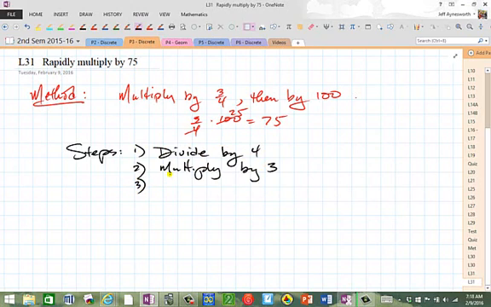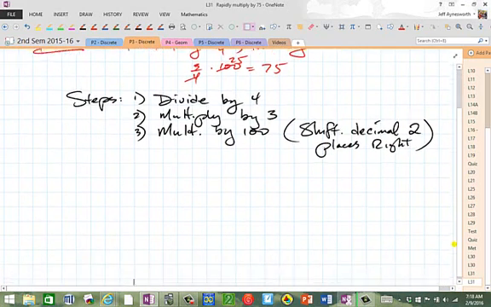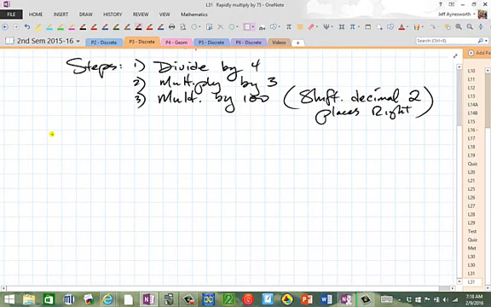The third step is to multiply by 100. That's easy. You just shift the decimal two places to the right. You guys already know that. So there are the three steps. Fairly simple and straightforward. Let's give it a shot, and we'll keep that up on the top. Let's get right into an example.